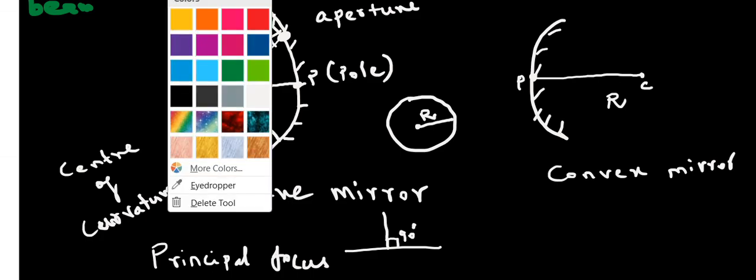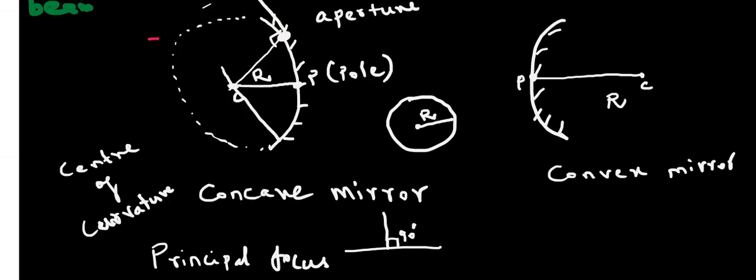So for example, let me take a different color. If the light rays are incident on the mirror, what happens? Actually, they have to reflect back, right? So where are they going to get concentrated? When a parallel ray like this falls onto the mirror, after reflection, it tries to concentrate or pass through a particular point on the principal axis. So these two are the reflected rays. These reflected rays converge at a point known as the principal focus. So I'm going to name this principal focus as capital F.